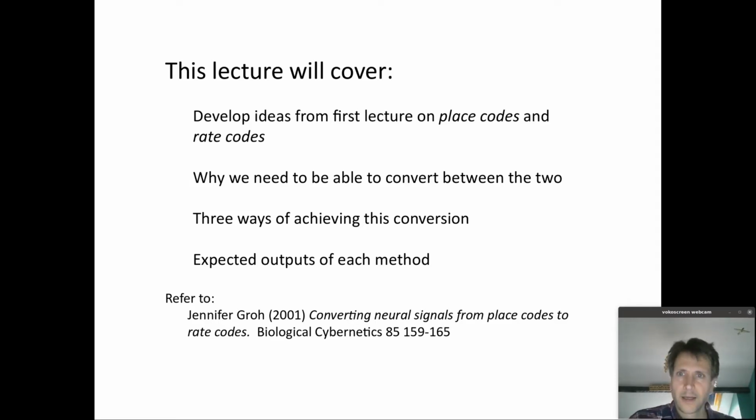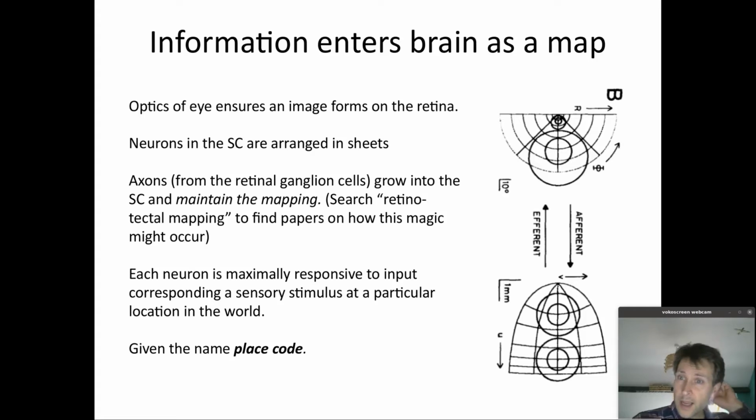Okay, so information enters your brain as a map. This is a kind of recap. The optics of your eye ensures that an image forms on the retina. Then you've got neurons in the brain arranged in sheets in the superior colliculus, and retinal ganglion cell axons grow from the retina into the superior colliculus, and they kind of magically maintain this mapping.